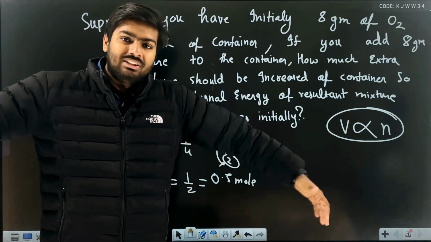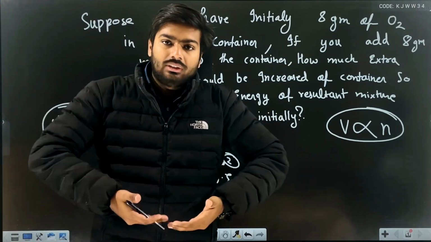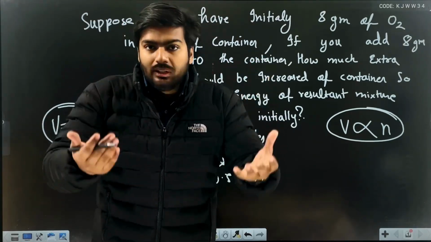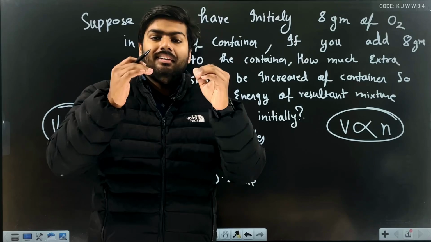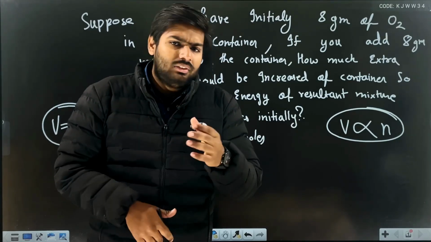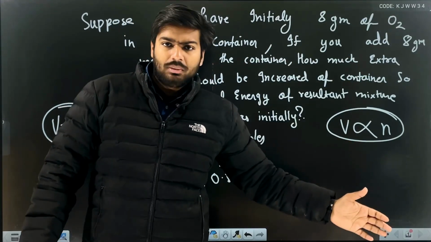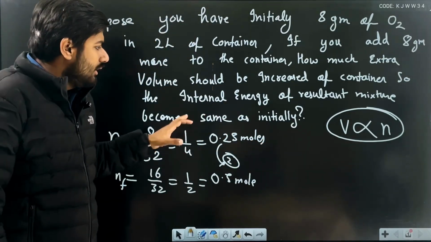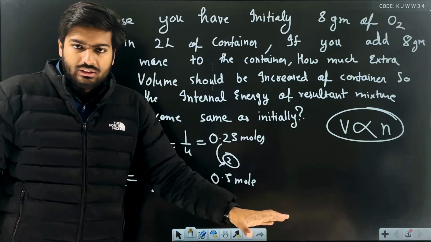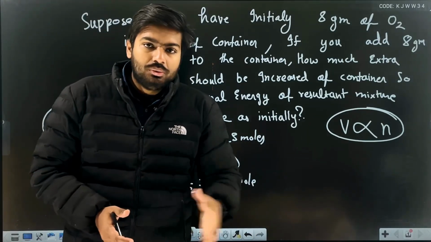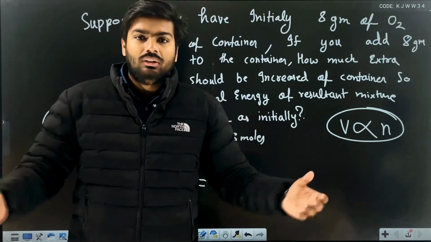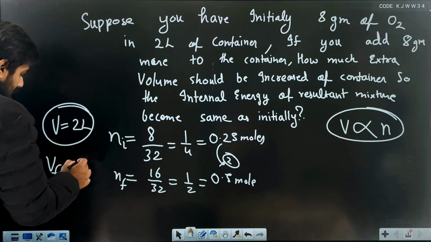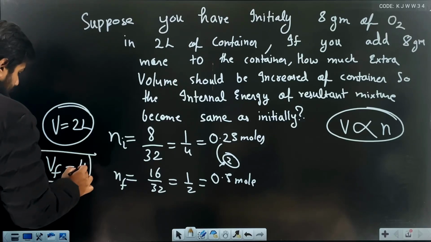If we do not increase the volume, suppose in 2 liters only we add more gas, there will be more randomness and more internal energy, meaning the internal energy will increase. Those questions will be done with thermodynamics principles, where we will see how to calculate internal energy. But in this question, internal energy is not changed. It means we have to use Avogadro's law to find the final volume. So V final will be just 2 times the initial, which is 4 liters.